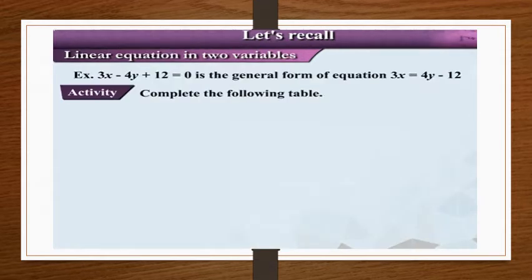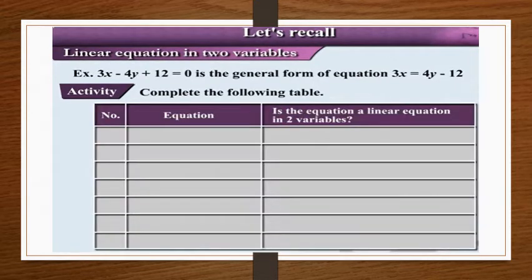Let us do one activity to complete the following table by using the above equation. Okay, so we are going to draw three columns. The very first would be the column with the serial number, followed by equation, and the third column wherein we have to decide whether the given equation is a linear equation in two variables or not. So what are the criteria to be a linear equation? To be a linear equation, we should have two variables and the degree of those two variables should be 1. Okay, the index value of those two variables should be 1.